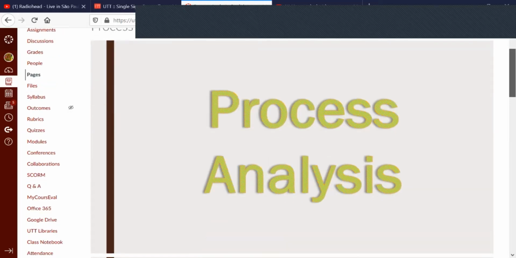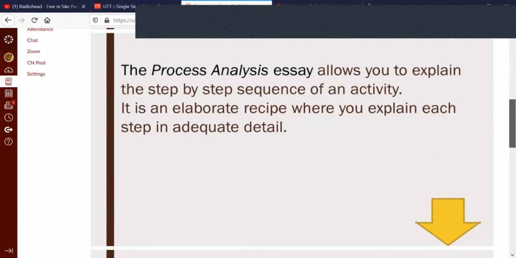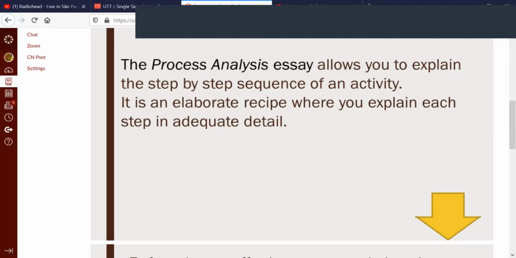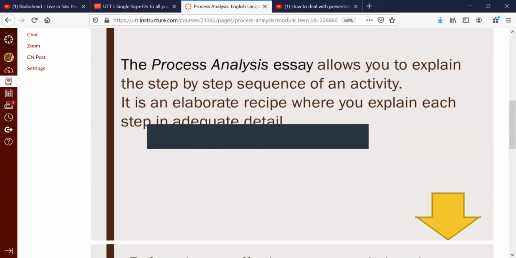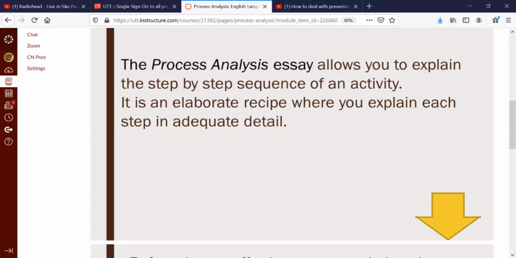So first up, process analysis. So a process analysis, if we're remembering that expository writing is a way of explaining, right? So an expository essay is your chance to explain something. So the process analysis is a specific type of explanation where you outline step by step how an activity is done, right? You can think of it as an elaborate recipe where you explain each step in adequate detail.